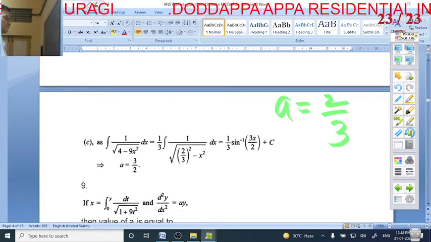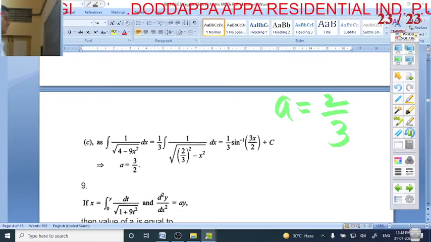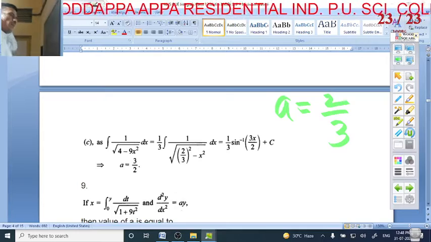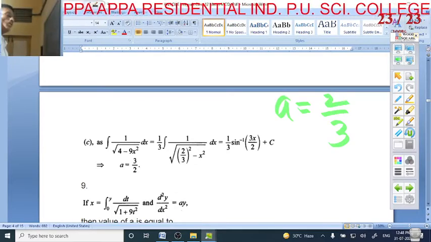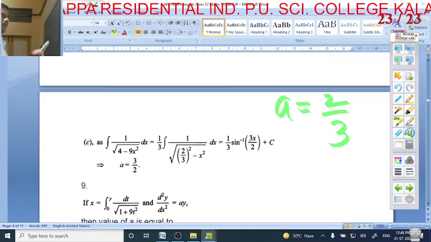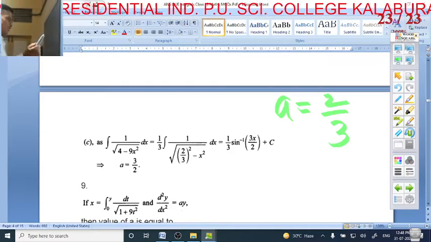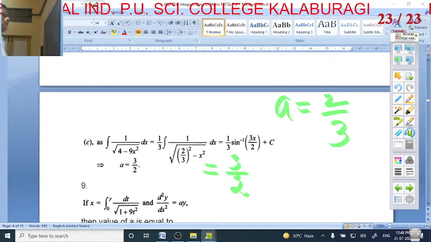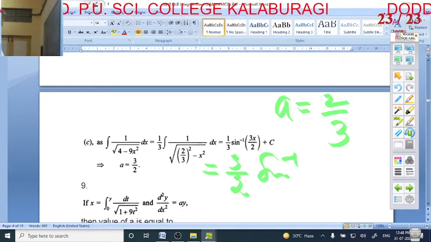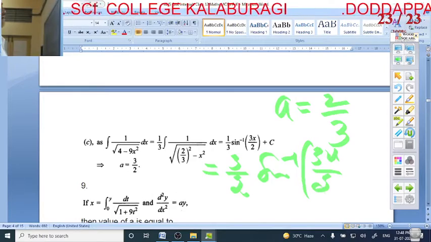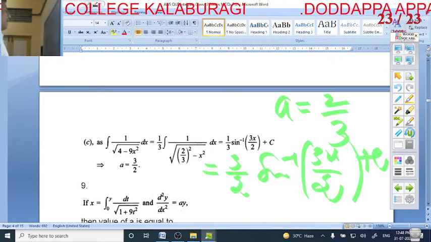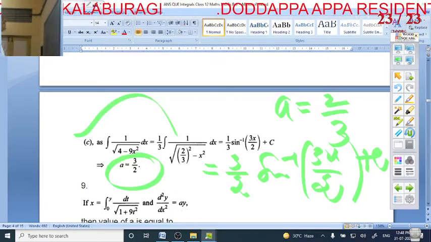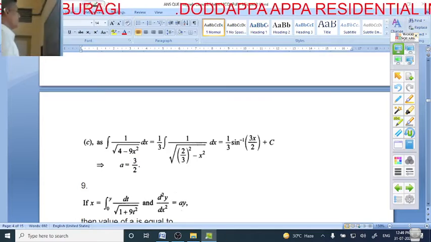So here what happens? The simplification gives rise to 1 by a. 1 by a means 1 divided by (2 divided by 3). So this is equal to 3 by 2 and sin inverse of 3x divided by 2 plus c. Hence 3 divided by 2, option c is correct. Now come to the next example.